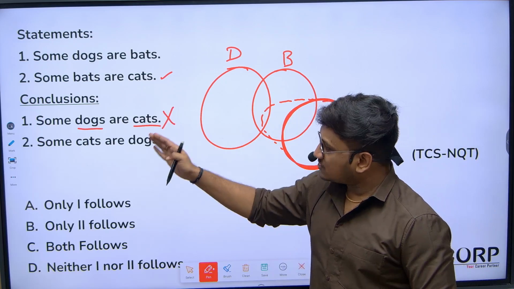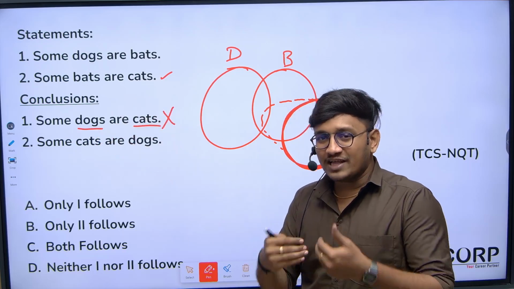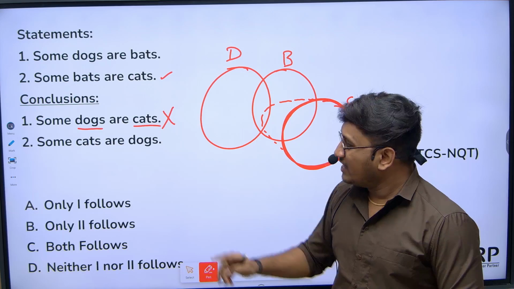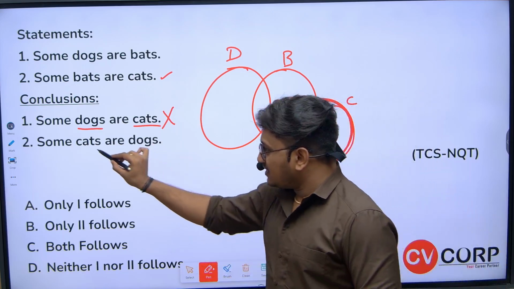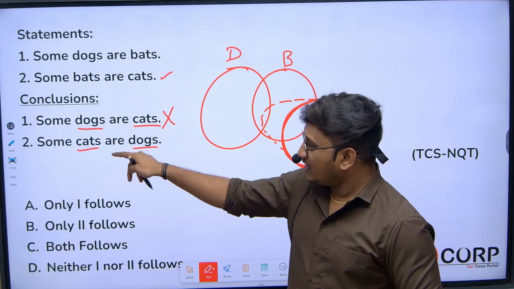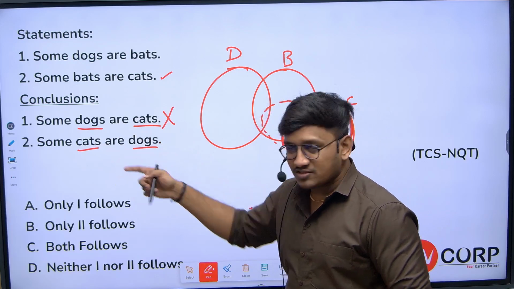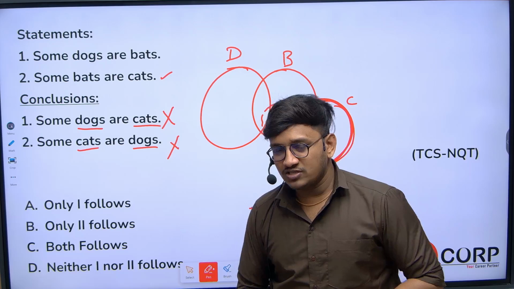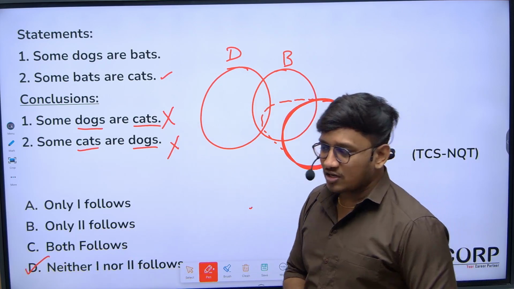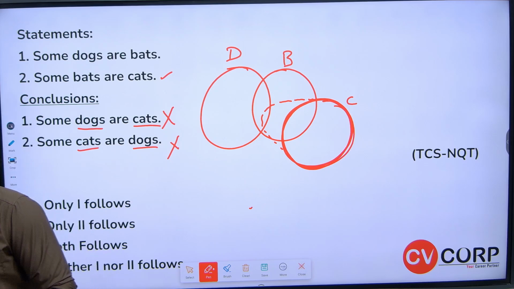What they are saying is that the dog and cat circles will touch each other, but what I am proving is that these two will not touch each other. So I proved it is wrong. Next, conclusion 2: some cats are dogs. If you observe, these two are vice versa. Since we proved that the cat and dog circles need not touch each other, this is also wrong. So what will be our answer? Option D, neither one nor two follows. So all are wrong. Yes, exactly. Option D. Very good.